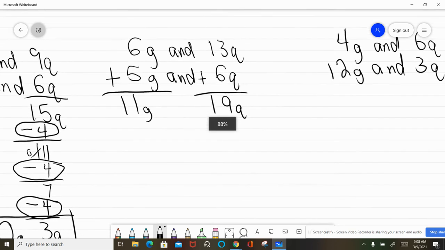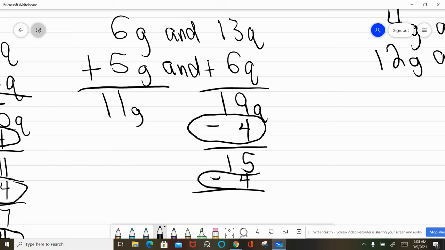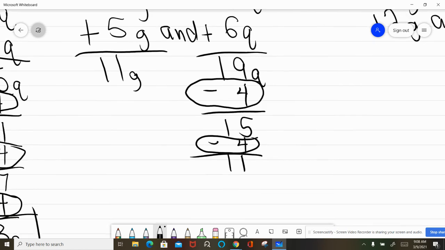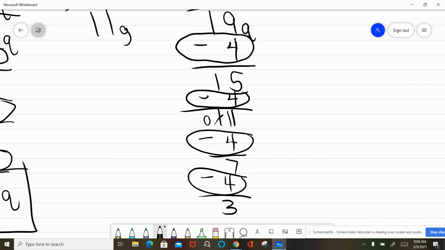So again, we need to take 4 quarts and make a gallon. So we can take away 4 from 19. Circle it. The circles let you know how many gallons you're going to be adding. So 19 minus 4 is 15. We can take away another 4. That's 11. We can take away another 4. That's 7. We can take away another 4. And that leaves us with 3.